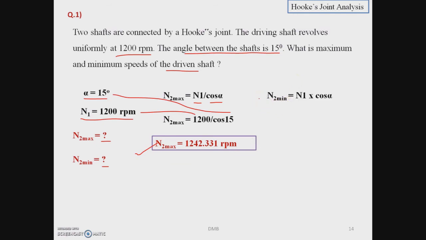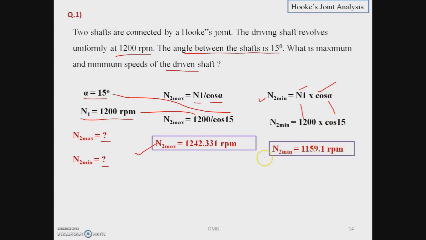N2 minimum speed of the driven shaft is given by this equation. N2 minimum equals N1, the speed of the input shaft, into cos of alpha. Substituting the values, N1 is 1200, alpha is 15, so we get N2 minimum as 1159.1 rpm.